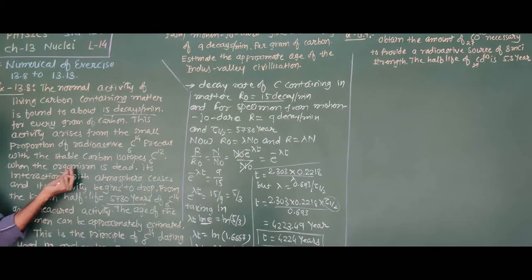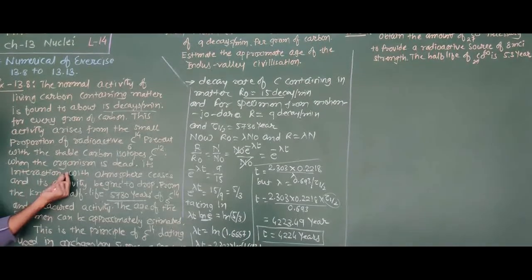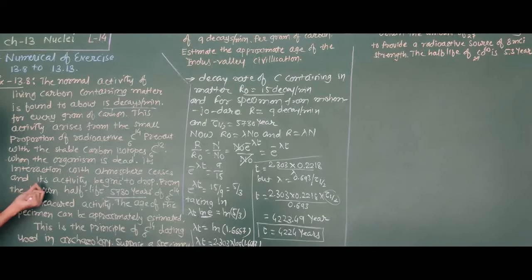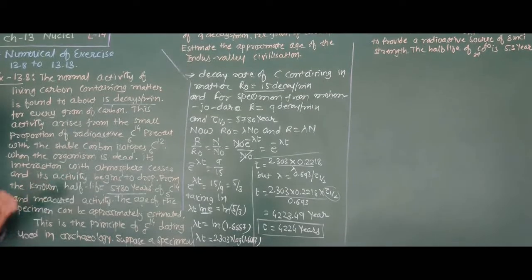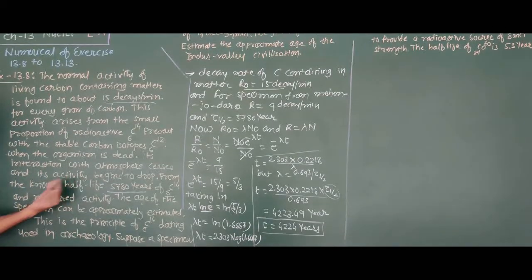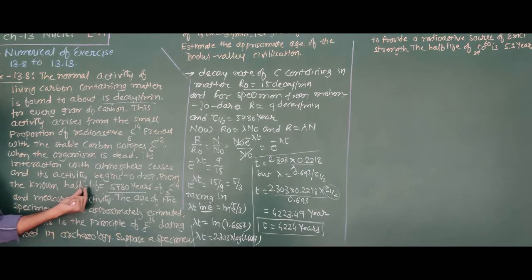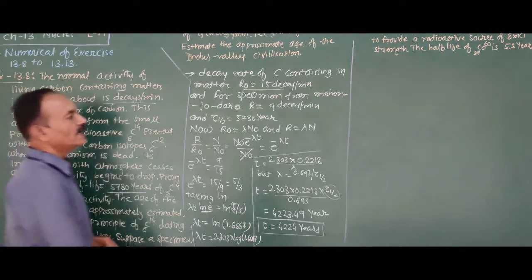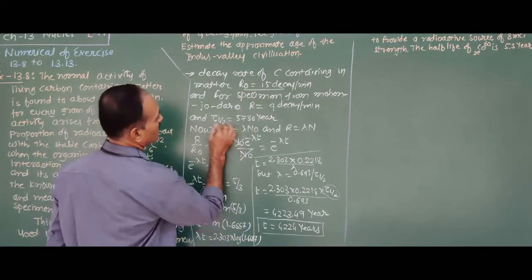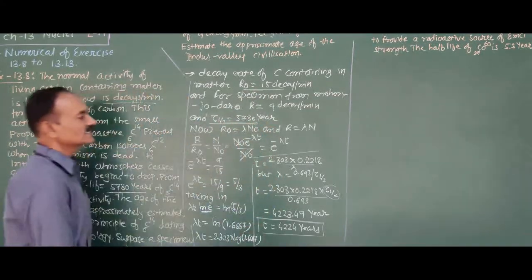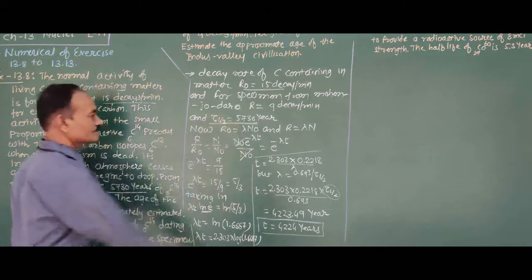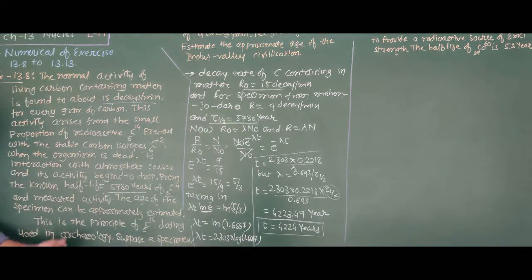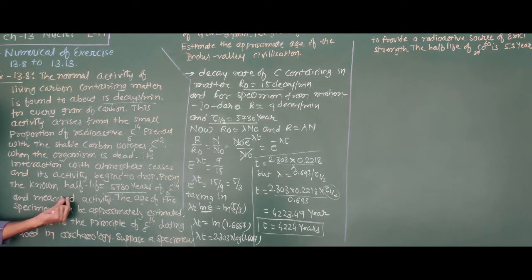When the organism is dead, its interaction with the atmosphere ceases and its activity begins to decay. From the known half-life, 5730 years, there is the half-life of the given specimen. Therefore, the half-life is 5730 years. And from the measured activity, the age of the specimen can be approximately estimated.